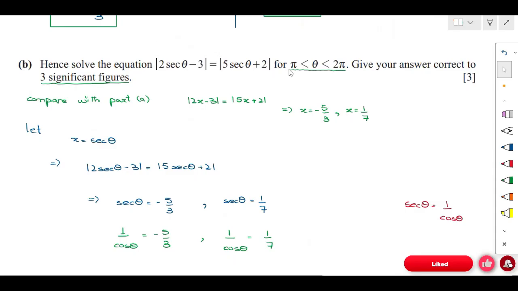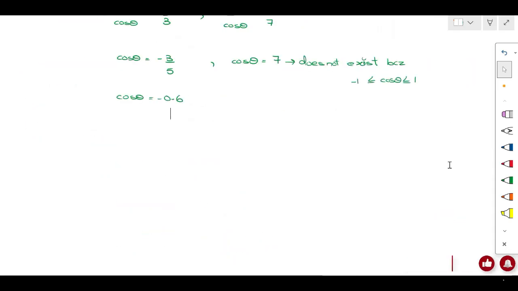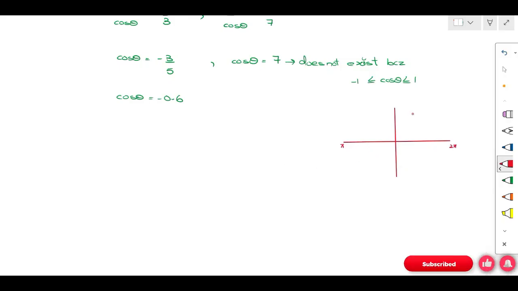Now the domain is from pi to 2 pi. Let me draw the coordinate axis and show you where pi to 2 pi is. This is 0, this is pi by 2. Here we have pi and here we have 2 pi. It means the third and the fourth quadrant we are using. In the first quadrant all trigonometric ratios are positive, here the tangent is positive, and here the cos is positive. Here your theta value is pi plus the base angle, and here the theta value is 2 pi minus the base angle.